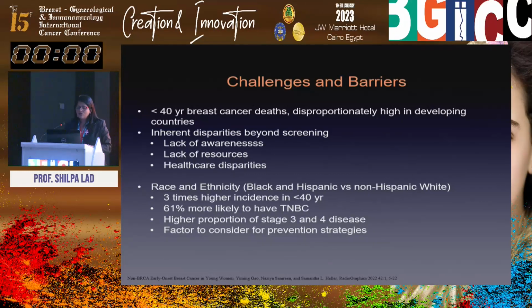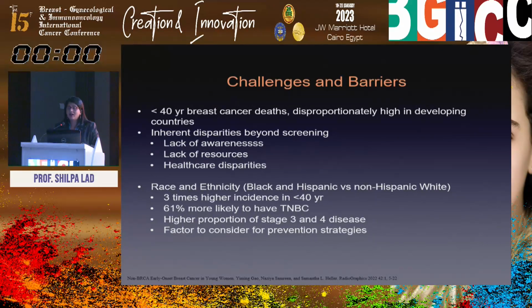Breast cancer death in those less than 40 years old is disproportionately high in developing countries, countries like Egypt, India. Why? Because there is inherent disparity beyond screening. It's not only about screening, but it is about lack of awareness, lack of resources, healthcare disparities, okay? But what can we do to make this better? A few thoughts. But before that, does race and ethnicity have anything to do with it?